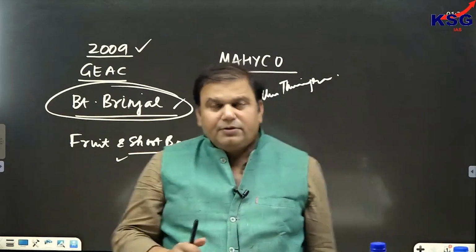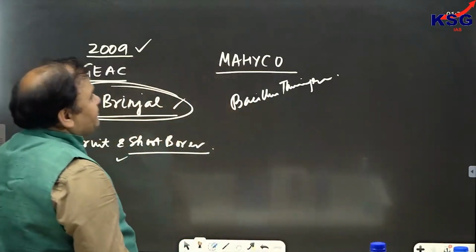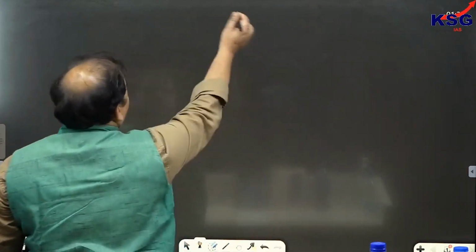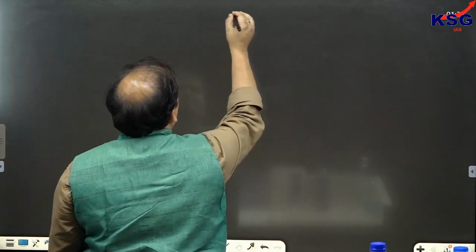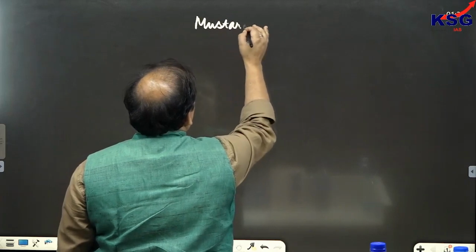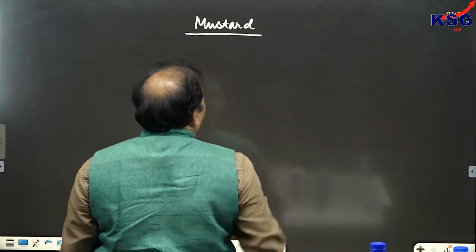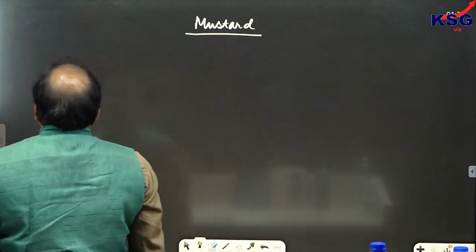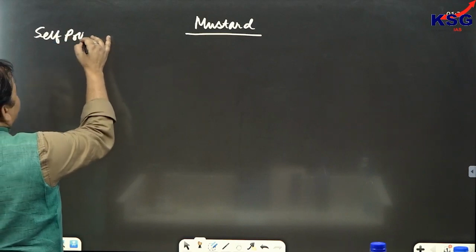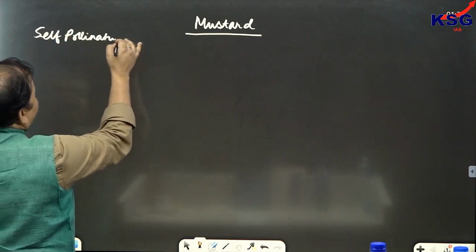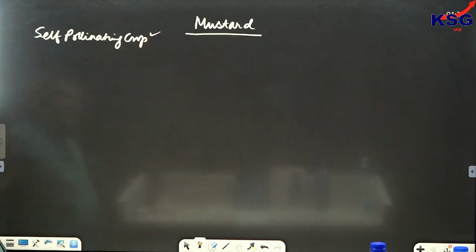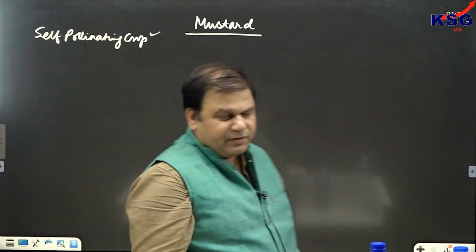Clear? Now we can see GM mustard, and this has been given approval. Now if we talk about mustard cultivation, we can see mustard suffers from some problems. The first problem in mustard cultivation is that mustard is a self-pollinating crop, and that's why hybrid varieties of mustard are not possible.